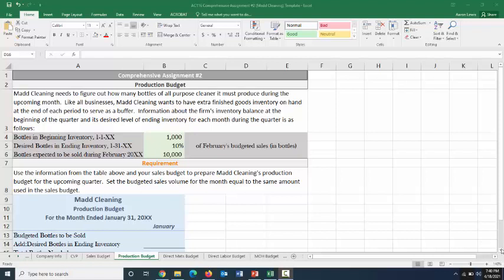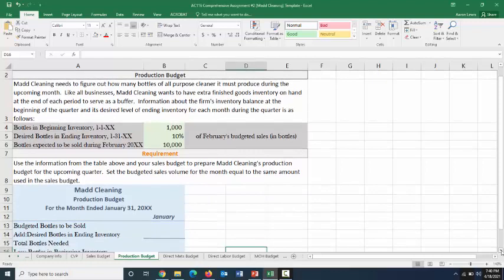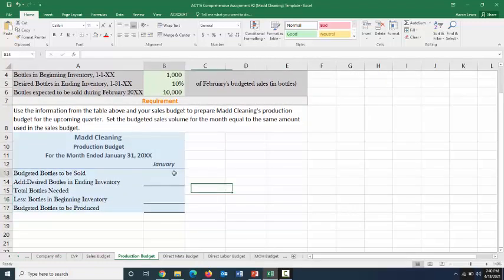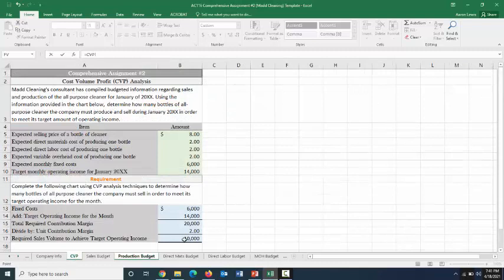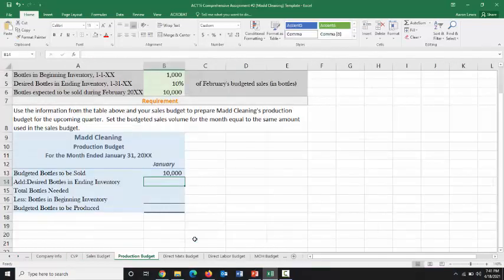So for our production budget, the first thing we start with is the number of bottles we expect to sell. And our CVP analysis, one more time, told us that to meet our target level of operating income, we are going to need to sell 10,000 bottles of all-purpose cleaner. So let's bring that 10,000 over and start with our budgeted bottles to be sold of 10,000. And they also want to have bottles in ending inventory.